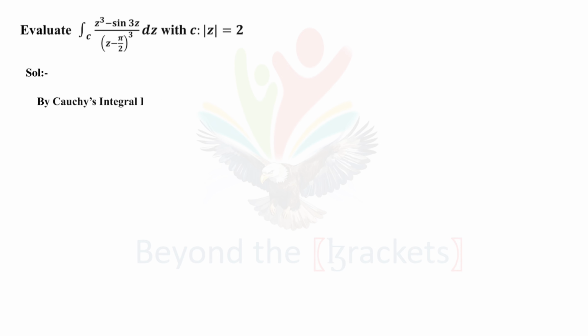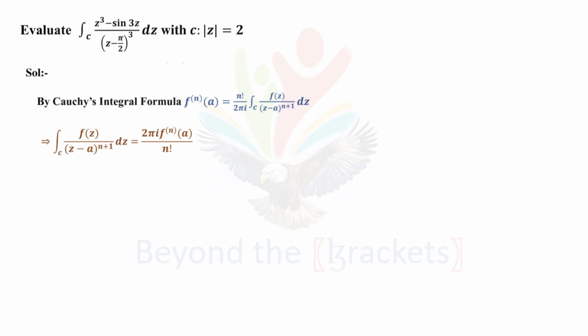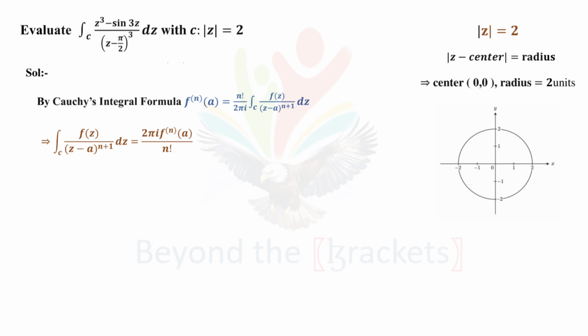Again, consider the Cauchy's integral formula, and the integral is obtained by cross multiplying 2πi and n factorial. Also, we have modulus of z is equal to 2. Comparing it with the standard form, the center is (0, 0) and the radius is 2 units. So the given curve is a circle with center (0, 0) and radius 2. Comparing both the integrals, we have the value of a as π/2, which is approximately equal to 1.57, which will lie inside the circle. So Cauchy's integral formula is applicable.